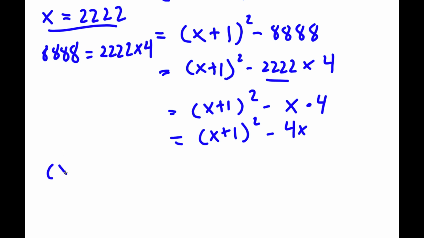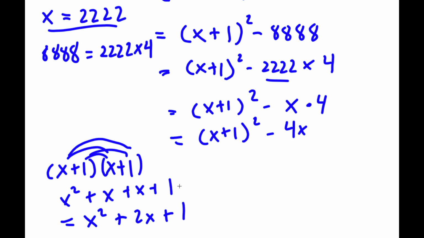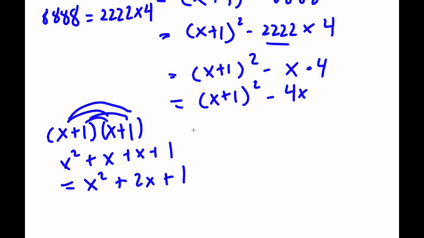Now, x plus 1 squared, we have x plus 1 times x plus 1. We distribute the x first, so we have x times x is x squared, plus x times 1 is x. Now we distribute the 1. 1 times x is x, 1 times 1 is 1. So we have x squared, plus x is 2x, plus 1. So x plus 1 squared is equal to x squared plus 2x plus 1. And don't forget our 4x, minus 4x.